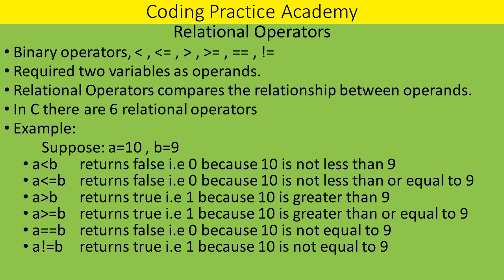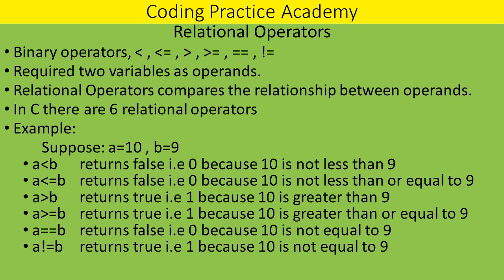If the first thing is true, then the evaluation is successful. Is less than or equals to. Next is greater than. Another is greater than or equals to. Next is equals to. And the last is not equals to. There are a total of 6 relational operators in the C programming language.